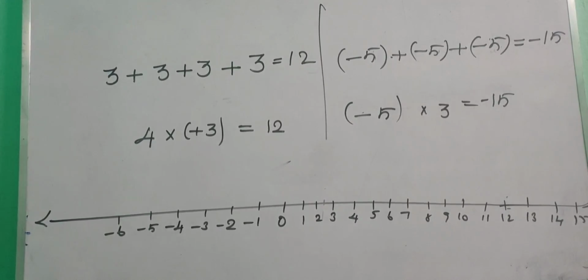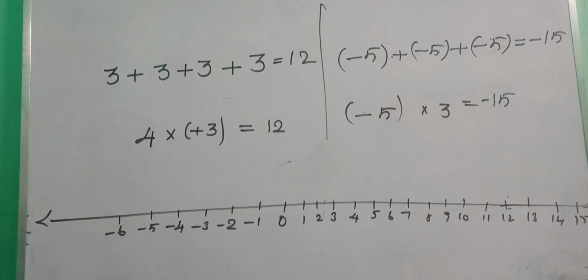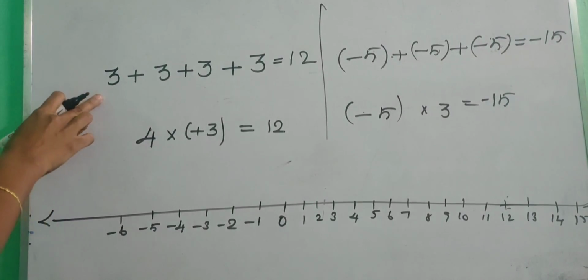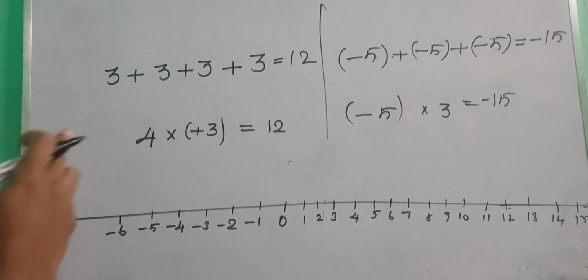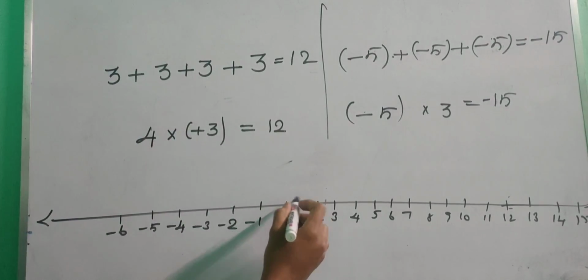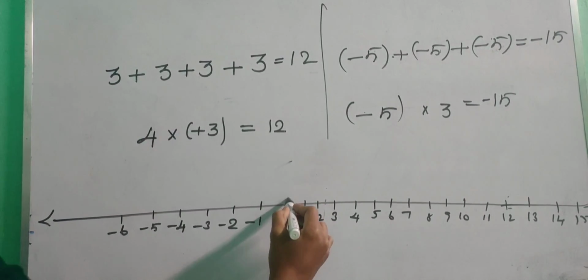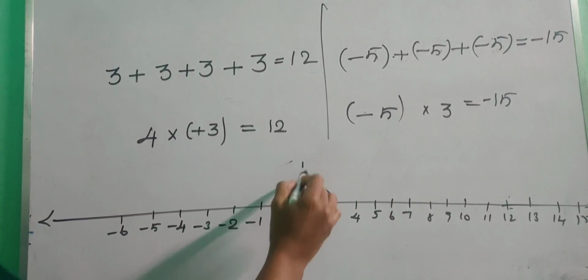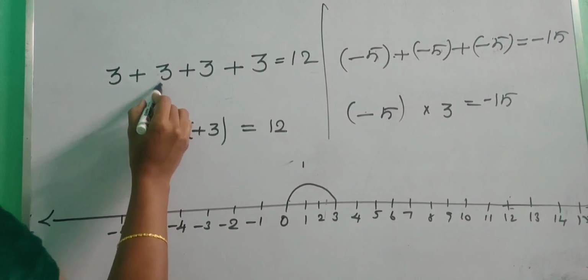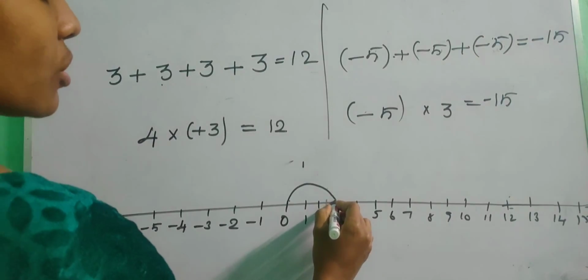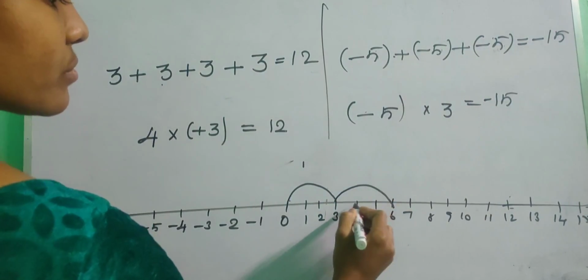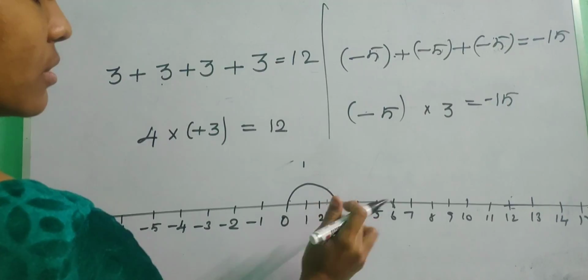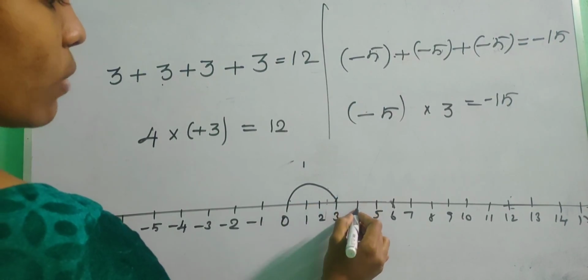What I said was, for the first time I had taken 3. 3 for me, right? So I am just going to move to 3. This is the first time I had taken. And again another time I had taken, 1, 2 and 3.